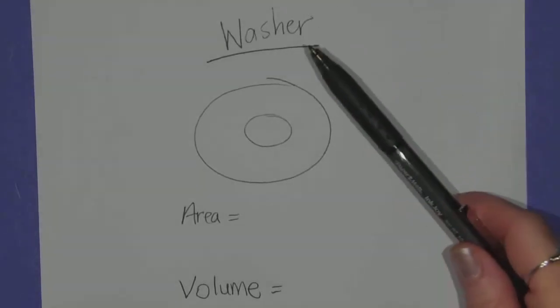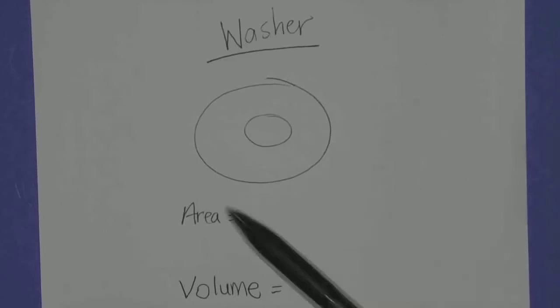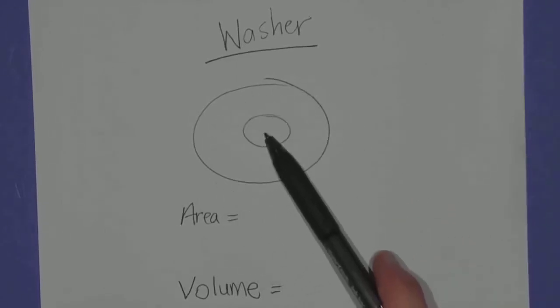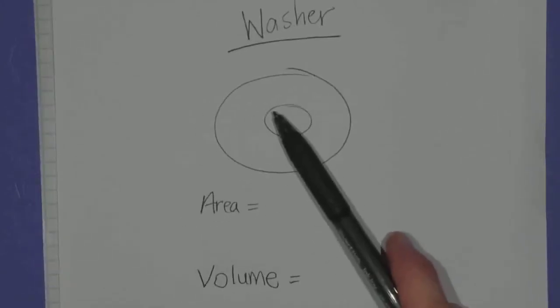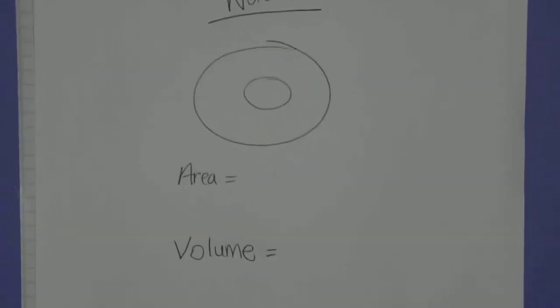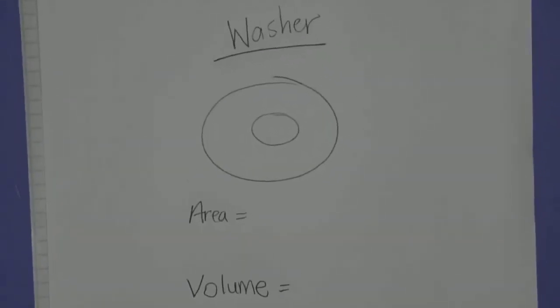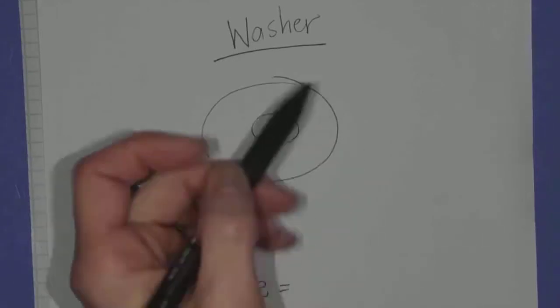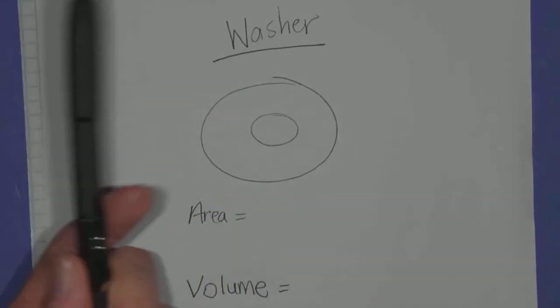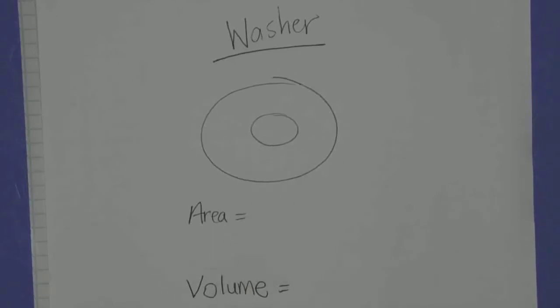Now, this picture right here is what a washer looks like. It's really a disc with a hole in the middle. So this inner circle here represents a hole. And so what we're going to be working on before we even start the lesson is finding the area of a washer by geometry and then talking about how we turn that into volume if we add a little bit of thickness to our washer, almost like think about a quarter that had a hole cut out of the center.